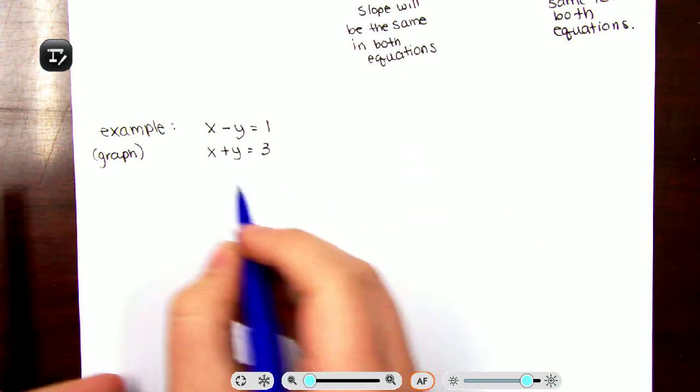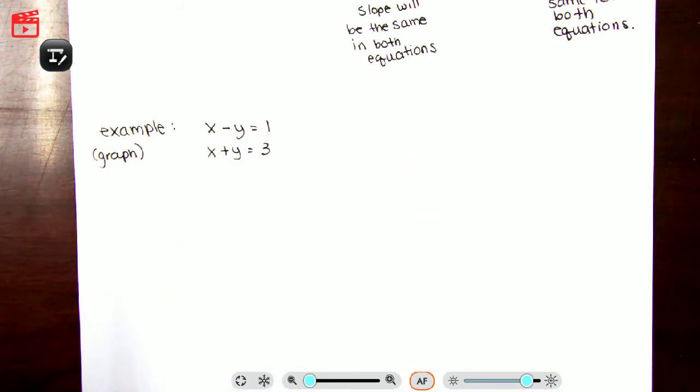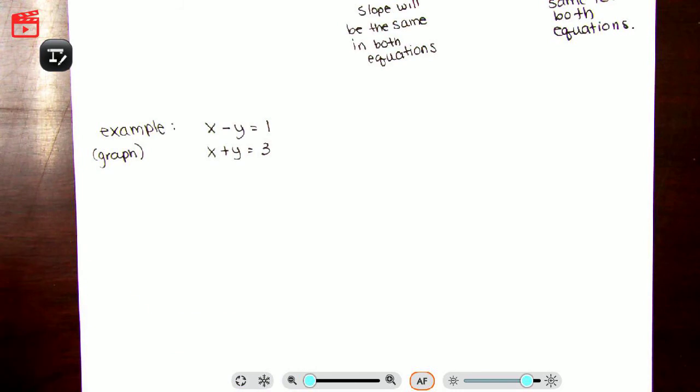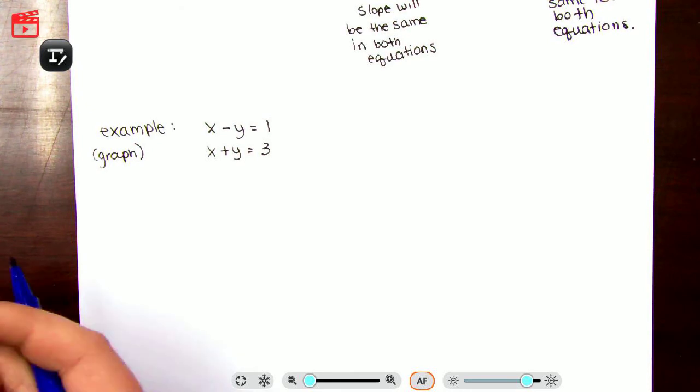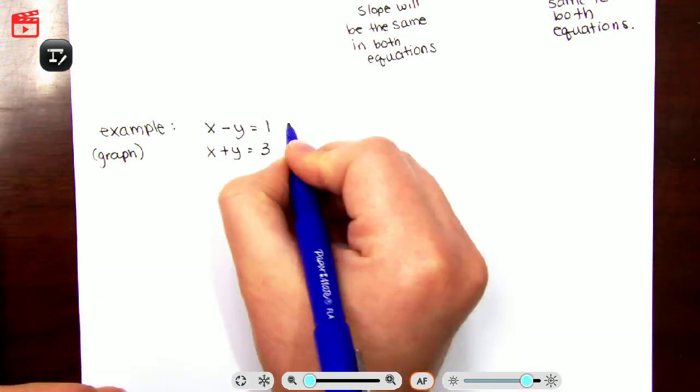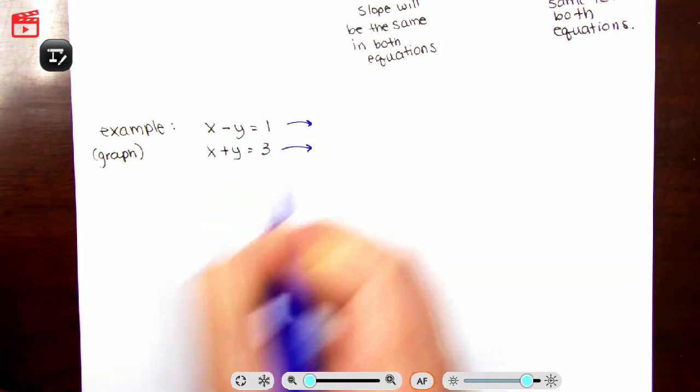Okay, notice how these are not in y equals mx plus b form. That, in my opinion, would be the easiest way to graph this because you would have your intercept and your slope. If you want, you can find your x and y intercepts by substituting 0 for y and then 0 for x, but I will choose to use y equals mx plus b form.